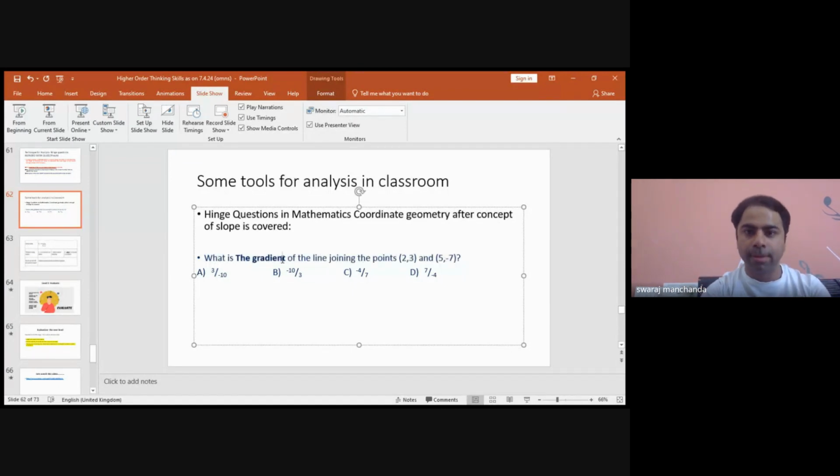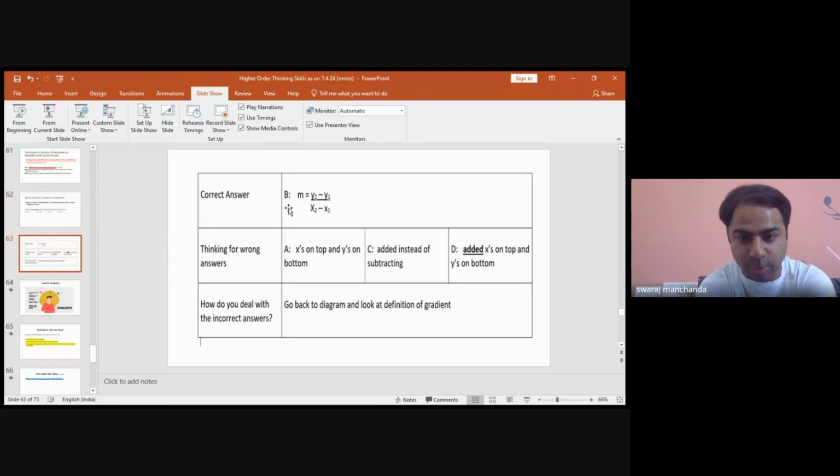Confuse them. Once they are confused, they will realize they need to work hard. They need to be a bit critical and analytical. They might think of it as a chord. They might think of it as a length between two points. They might think of it as an arc between the two points. But they need to know that this formula has to be applied: y2 minus y1 divided by x2 minus x1.